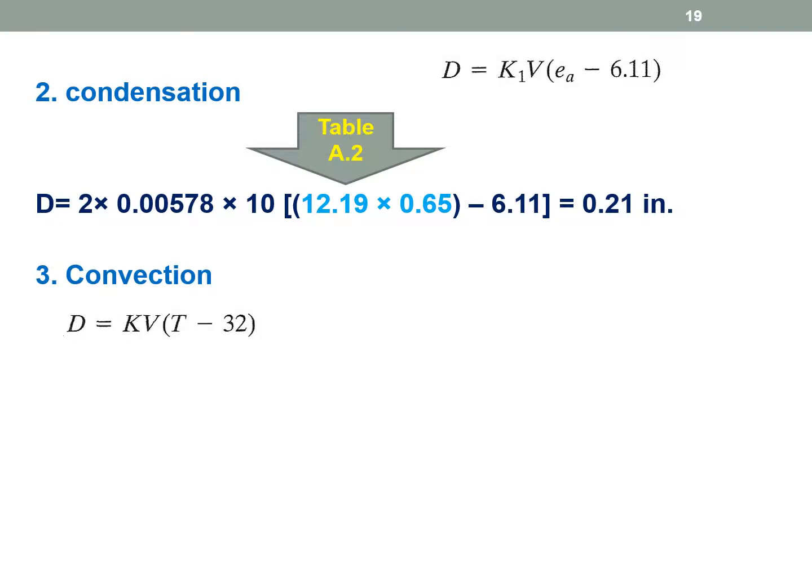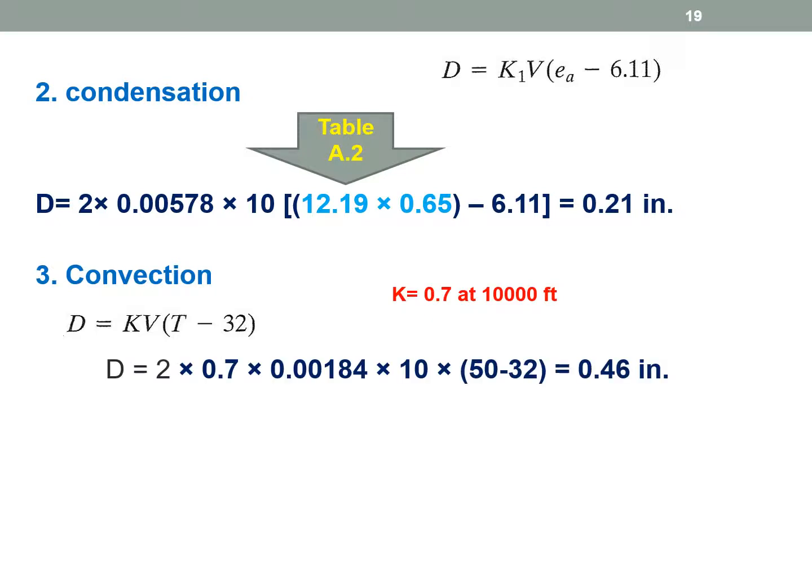Convection. D equals K times V times (T minus 32), and K equals 0.7 at 10,000 feet. There's a formula in your book. I recommend you find the formula in your book and plug in 10,000. If you plug it in, that will be 0.7 times 0.00184. So it will be 2 times 0.7, because that's at 10,000 feet, times 10, that will be the wind velocity, times the temperature, 50 degrees Fahrenheit, so 50 minus 32, and the answer will be 0.46 inches.